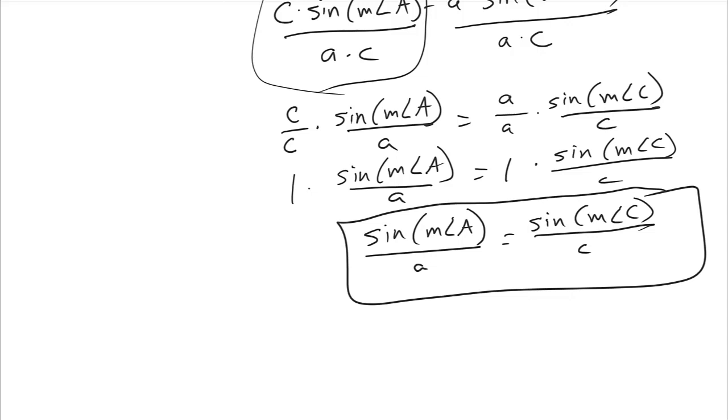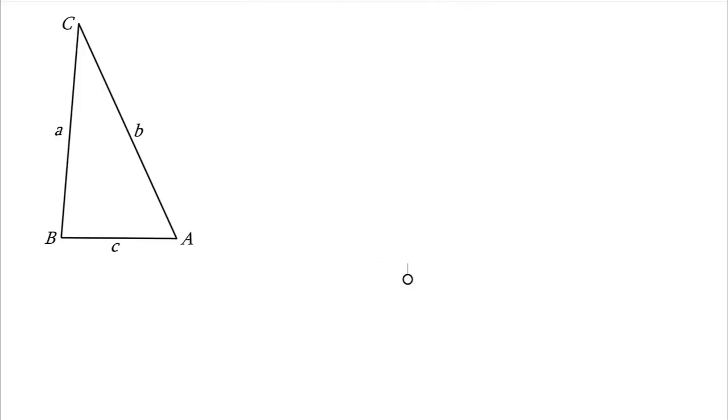So this ratio of the sine of an angle measure within the triangle divided by the length of the side opposite it in the triangle is the same regardless of which of these two vertices we're looking at, regardless of whether we're looking at angle C and angle A and its side length A, or angle C and its side length C.